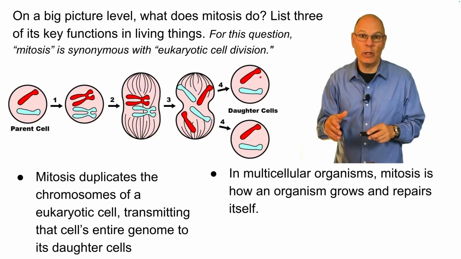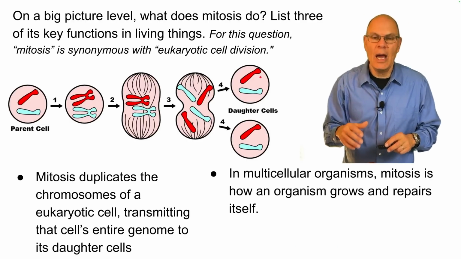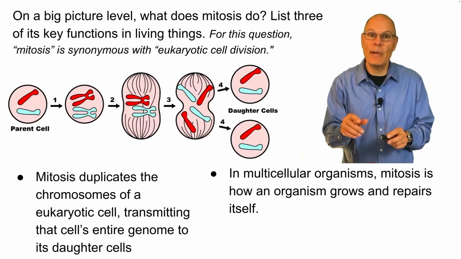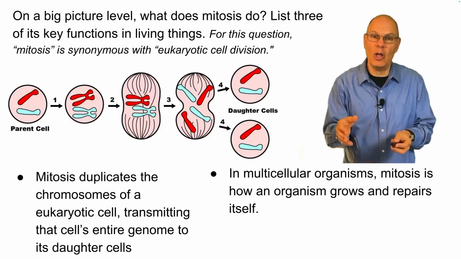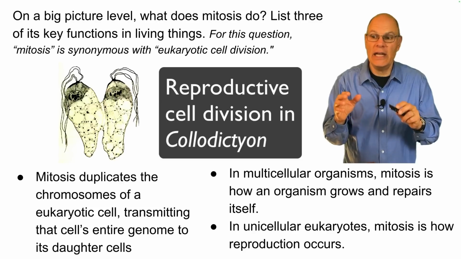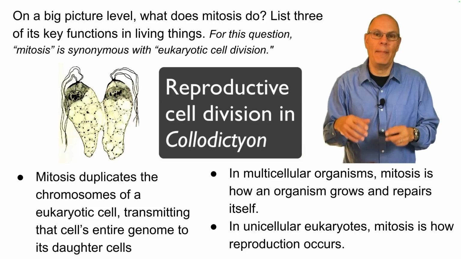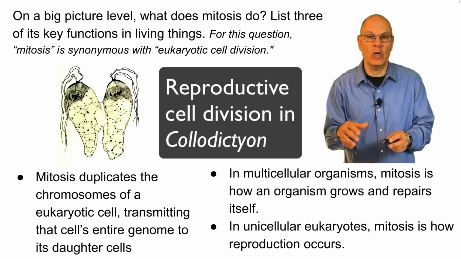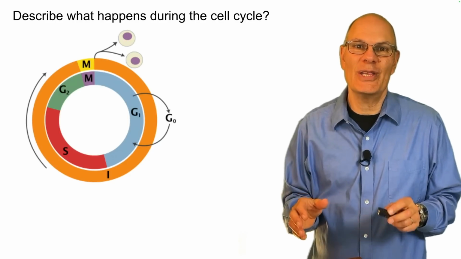In a multicellular organism like you and me, mitosis is how an organism grows and repairs itself. Remember that you started life, as all multicellular beings do, as a single cell. In a unicellular eukaryote, like a paramecium or an amoeba, mitosis is how reproduction occurs. Describe what happens during the cell cycle.